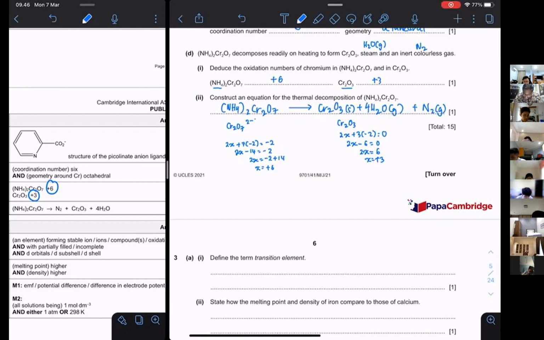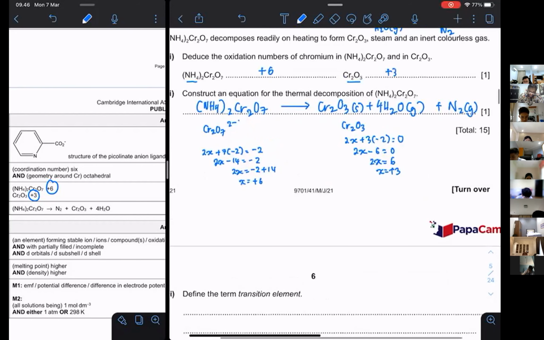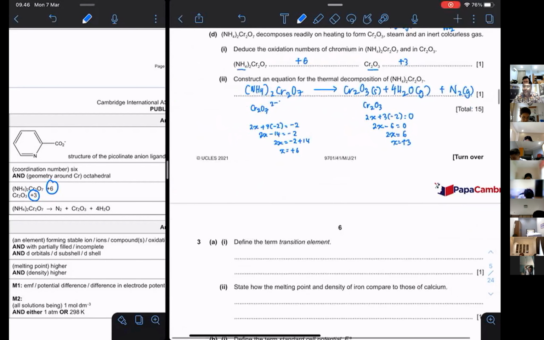Nitrogen is 2. I think everything seems to be correct, but I'll double check again. You see, nitrogen is 2. Nitrogen is balanced. Hydrogen is 8, so it's balanced. Cr2 balanced, then oxygen 7 balanced, balanced with oxygen, correct. So that is going to give you the 1 mark.